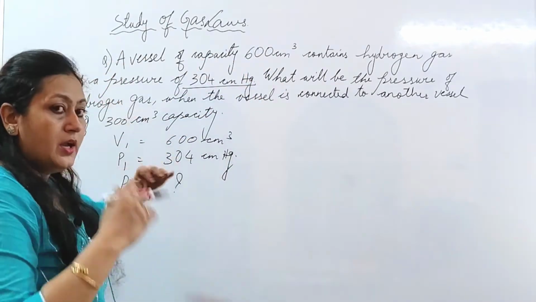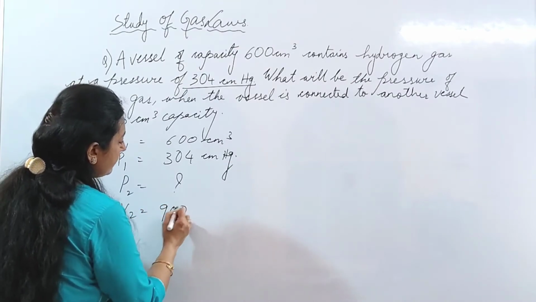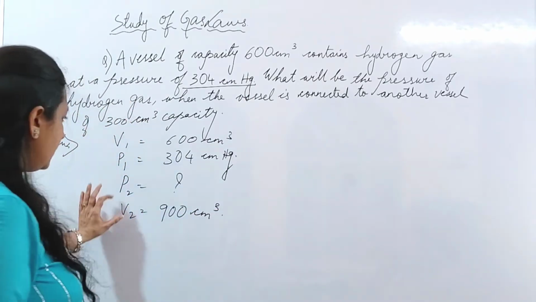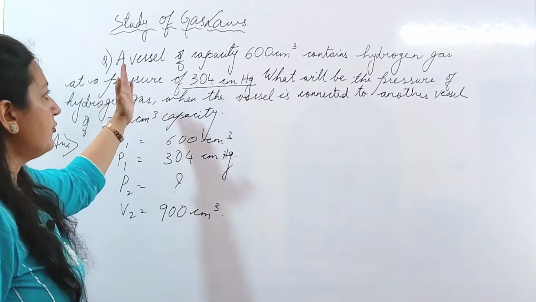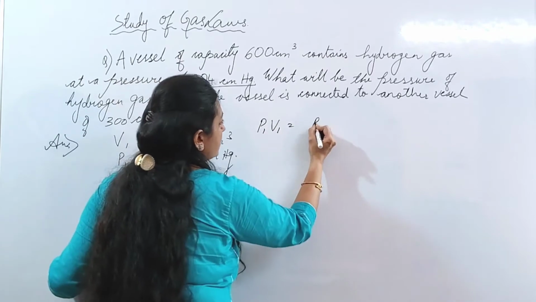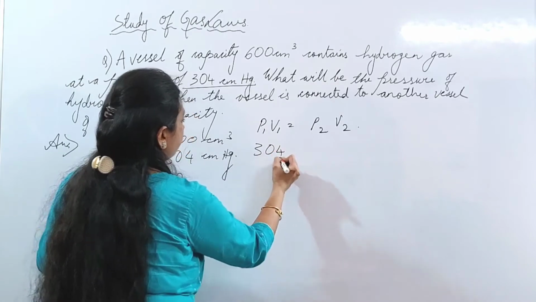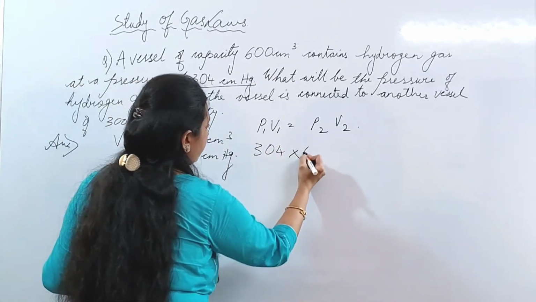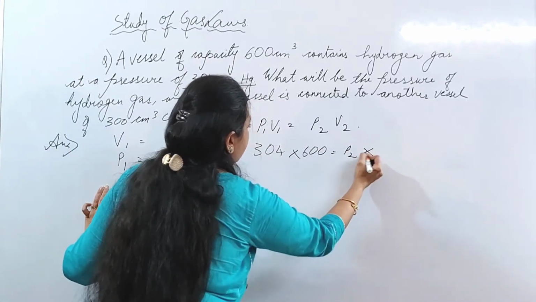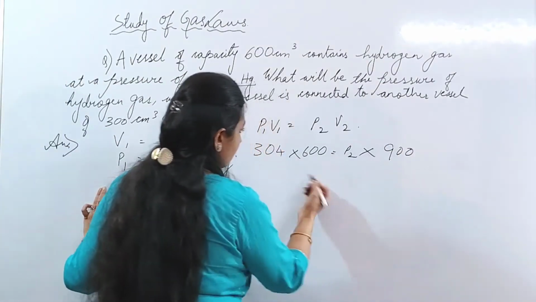600 centimeter cube plus 300 centimeter cube, this would be V2. So this is 900 centimeter cube. This is V2. Again, this is clearly a sum from Boyle's law. So again, the formula goes P1 V1 is equal to P2 V2, whereby P1 is 304, V1 is 600, and P2 you have to find out. And what is V2? 900 centimeter cube.